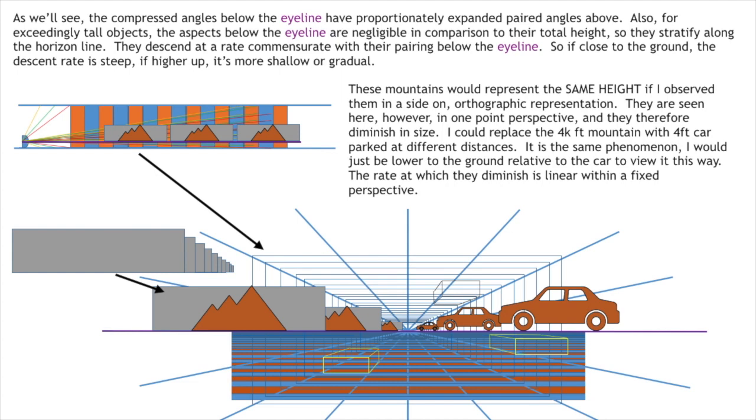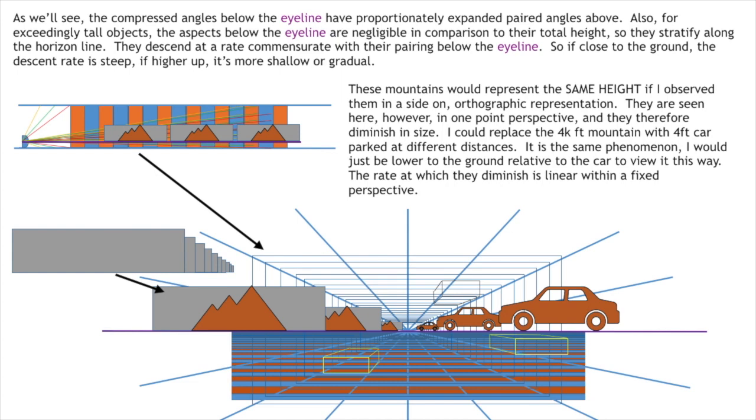So if close to the ground, the descent rate is steep. If I'm higher up, it's more shallow or gradual. These mountains would represent the same height if I observed them in a side-on orthographic representation. Keep that in mind. They are seen here, however, in a one-point perspective on the bottom diagram, and they therefore diminish in size. I could replace the 4,000-foot mountain, let's say, with a 4-foot car parked at different distances, but it would be the same phenomenon. I would just be lower to the ground relative to the car to view it this way.